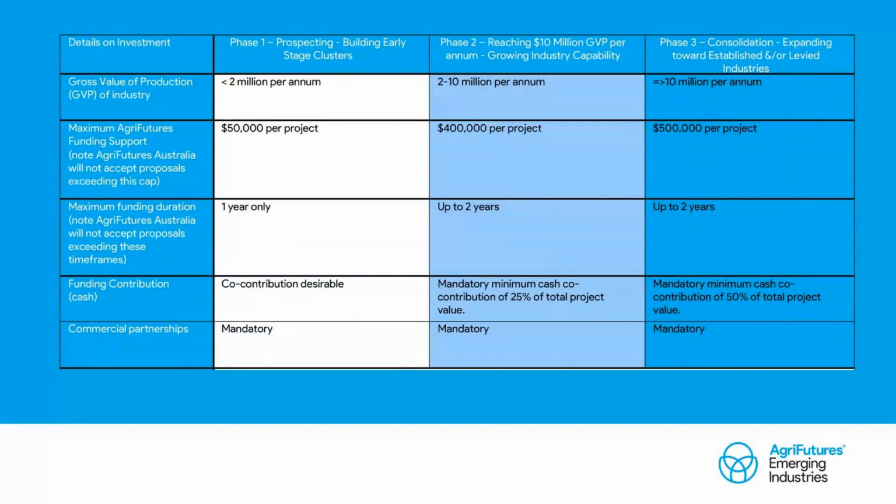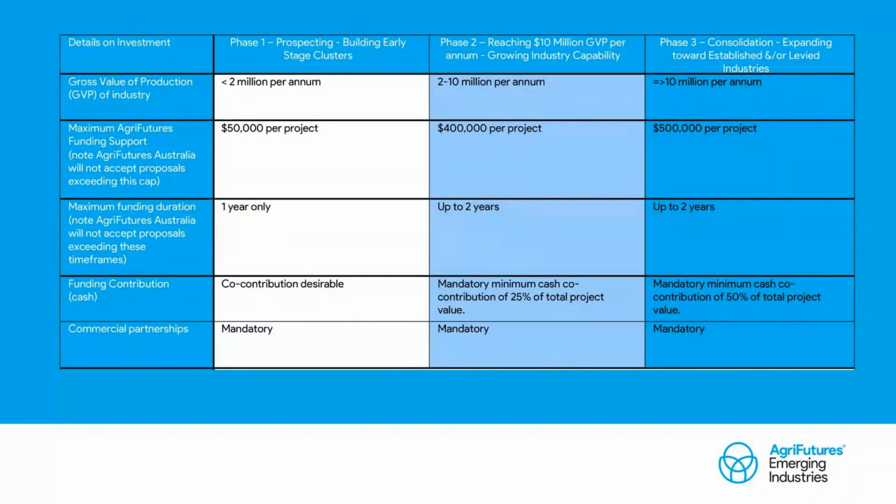While we'd love to be providing huge amounts of money to early stage industries, we really need to be focusing on those that are really going to be driving towards that $10 million and beyond, because again, our remit is to really try to get the next generation of levy paying industries up and running. For each of those different phases, we've got different maximum funding amounts per project.